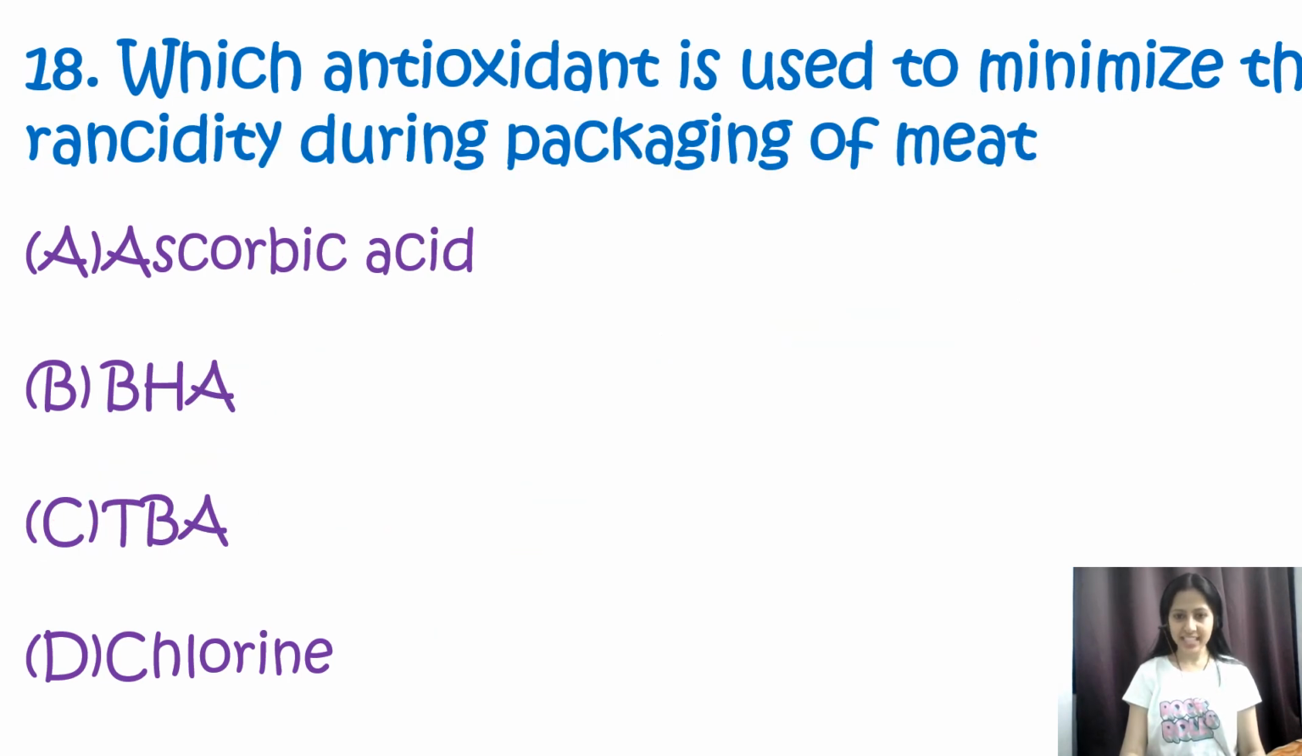So question number 18. Which antioxidant is used to minimize rancidity during packaging of meat? So options are ascorbic acid, BHA, TBA, or chlorine. So over here my correct option will be B, that is BHA.